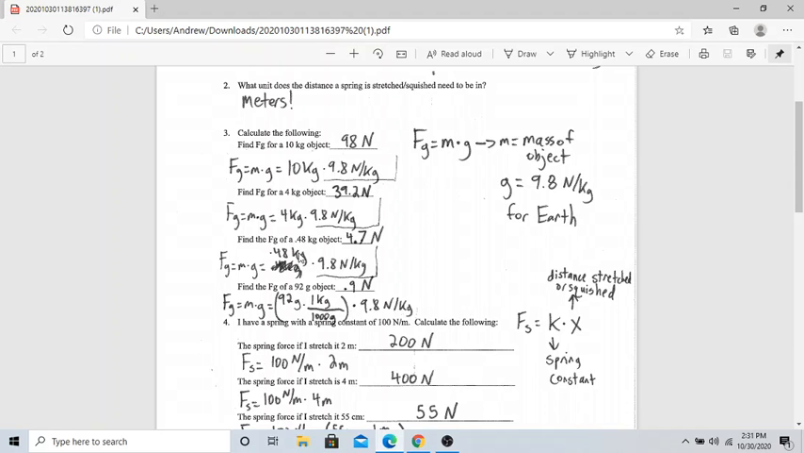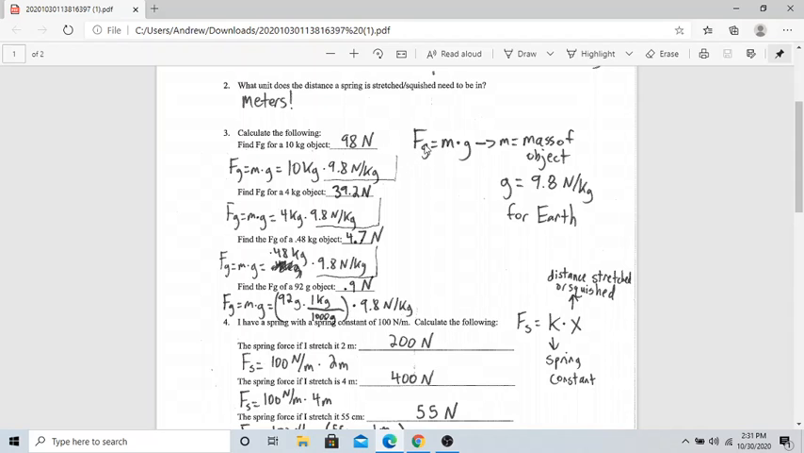If you remember from last class and from the lab, we came up with a method for calculating the weight of something based off of two different factors. We came up with this formula, Fg equals m times g, where m represents the mass of the object and the little g represents the gravitational field of the Earth. The official gravitational field of the Earth is 9.8 newtons per kilogram.